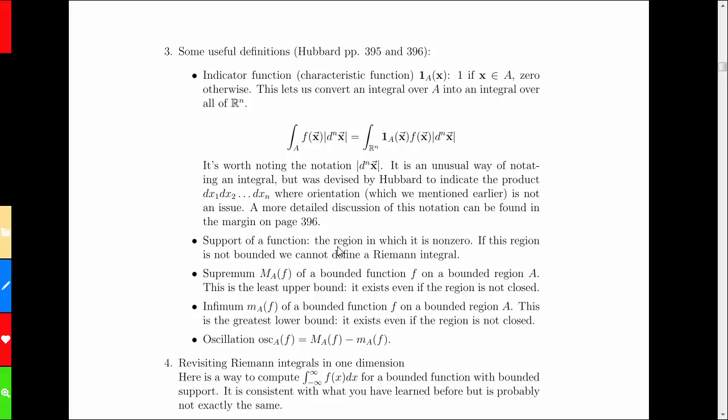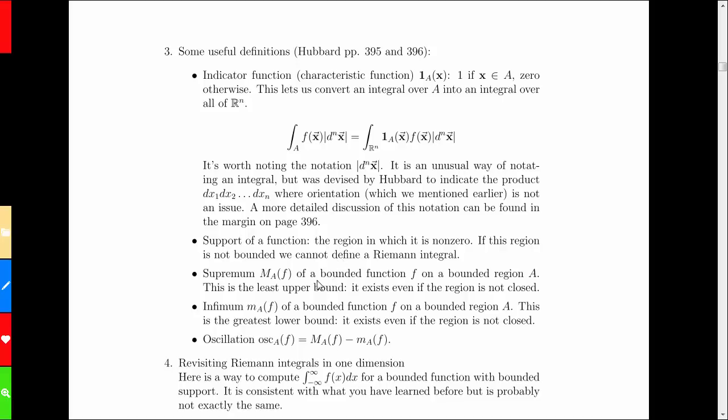The support of a function is the region in which it's non-zero. So if we have a function that's 2 from x equals 0 to x equals 1, 0 elsewhere, its support is the region from 0 to 1. If the support of a function is not bounded, we can't define a Riemann integral.